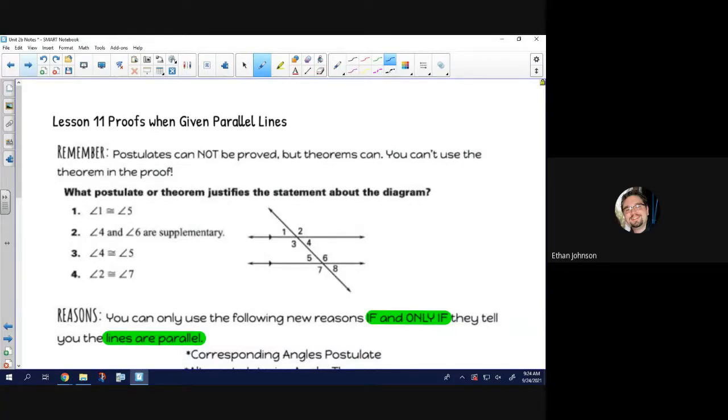Last time, we talked about what happens to those angle pair relationships when those two lines become parallel. So, we're going to be doing proofs over this now. So, proving that alternate interior angles are congruent, proving that corresponding angles are congruent, and so on.